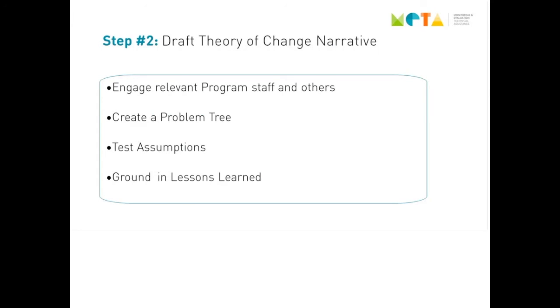So then step 2 started with drafting the theory of change narrative. So the process of this was really asking who needs to be in the room for this? Who needs to participate? How many people should participate? Creating expectations for the working sessions and identifying what will come out of each stage of drafting the theory of change. So stage 1 for us was the narrative theory.